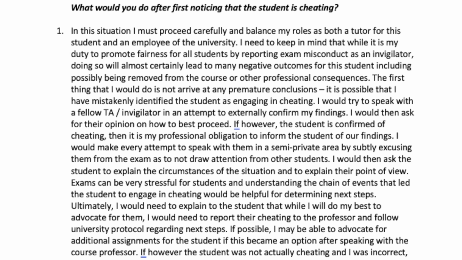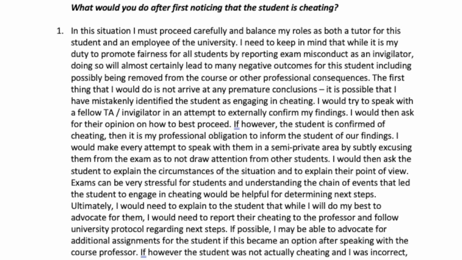Now, after reading a question like that, my answer went a little something like this. I said that in this situation, I must proceed carefully and balance my roles as both a tutor for this student and as an employee of the university. I need to keep in mind that while it is my duty to promote fairness for all students by reporting exam misconduct as an invigilator, doing so will almost certainly lead to many negative outcomes for this student, including possibly being removed from the course or other professional consequences.